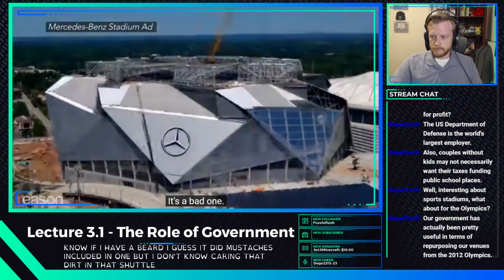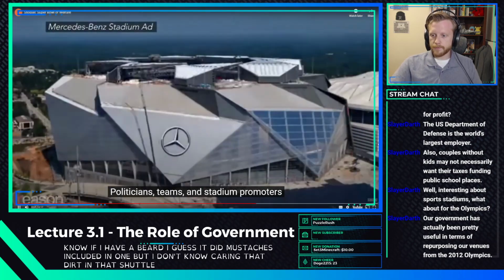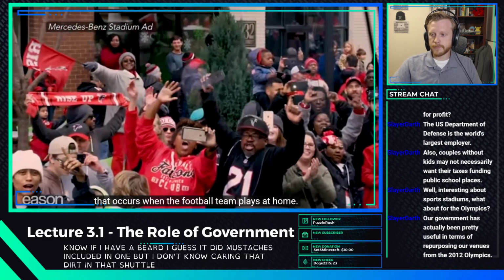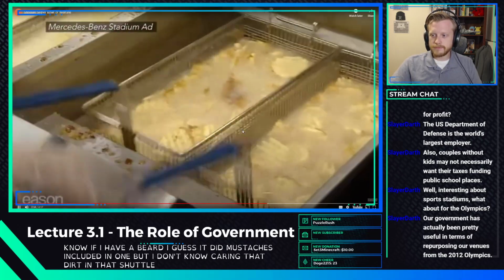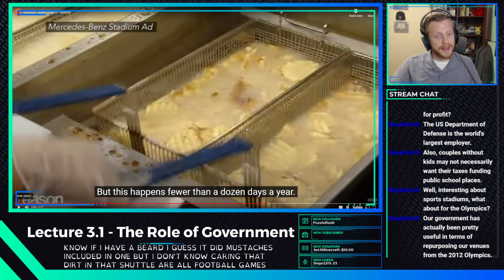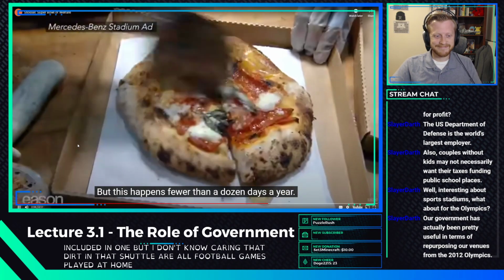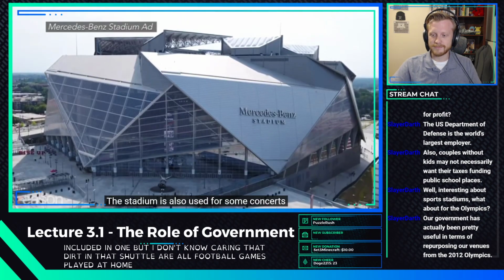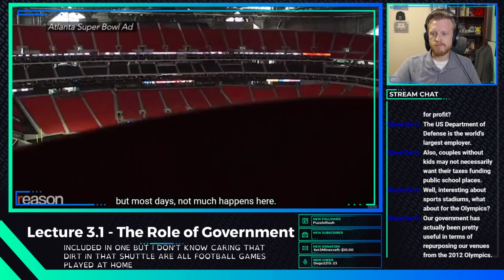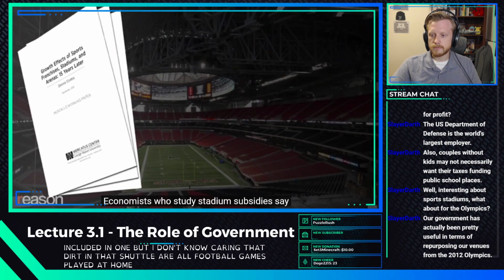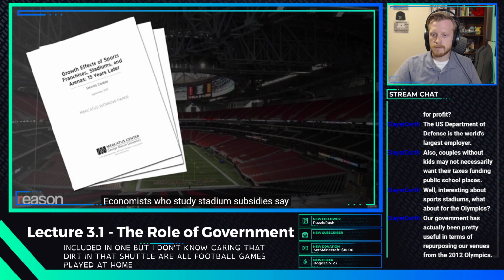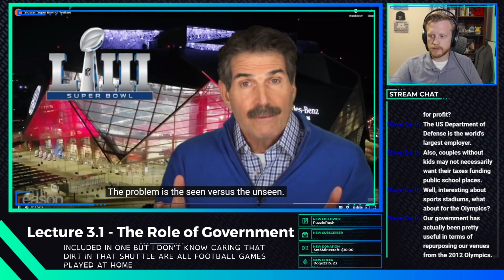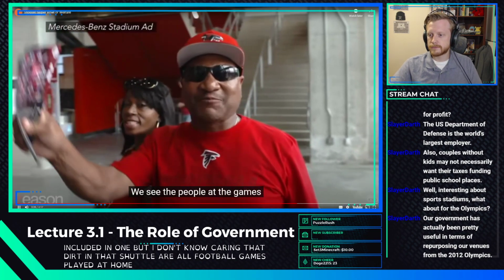It's a bad one. Politicians, teams, and stadium promoters all highlight this extra business activity that occurs when the football team plays at home. But this happens fewer than a dozen days a year. The stadium's also used for some concerts and soccer games, but most days, not much happens here. Economists who study stadium subsidies say little or none of the money makes it back to taxpayers. The problem is the seen versus the unseen. We see the people at the game.